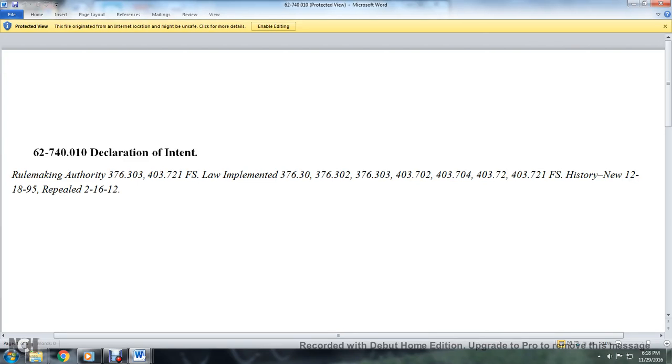All right, hi. We're doing Florida Administrative Code 62-740. Rulemaking Authority 376.303, 403.721. Law Implemented 376.30, 376.303, 403.702, 403.704, 403.72, 403.721. History: New 12-18-1995, Repealed February 16th, 2012.